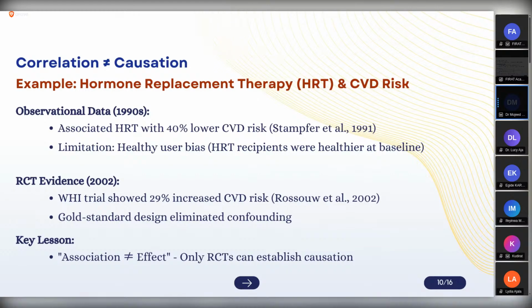So if you want to establish causation, you conduct experimental study, especially randomized control trials, because there are non-randomized control trials also. And there are experimental studies that are not real experiments. They are called quasi-experiments.